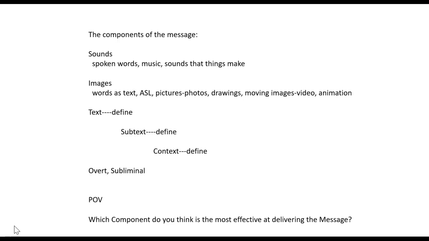So, just breaking it down between sounds and images, what do you think is more effective at communicating a message, sounds or images? Hint: a picture's worth 1,000 words.